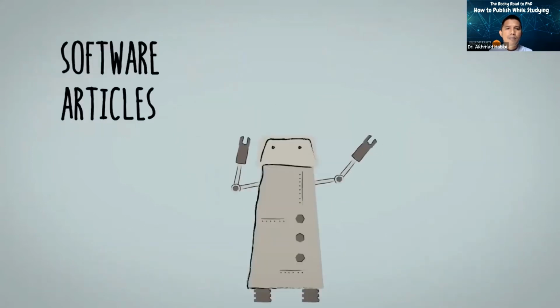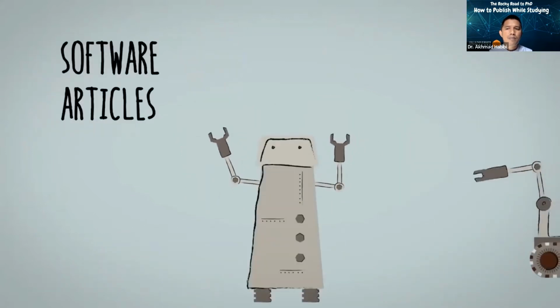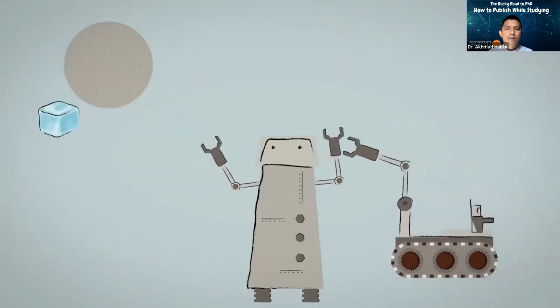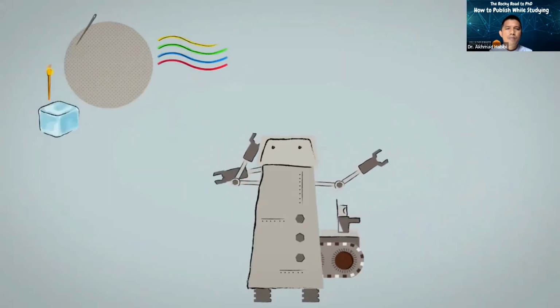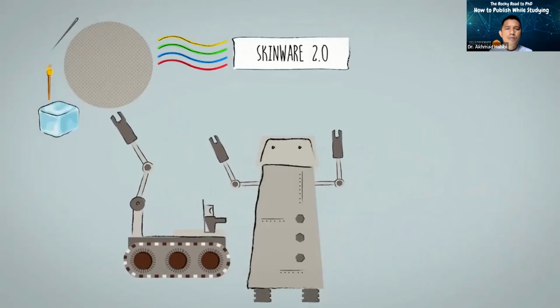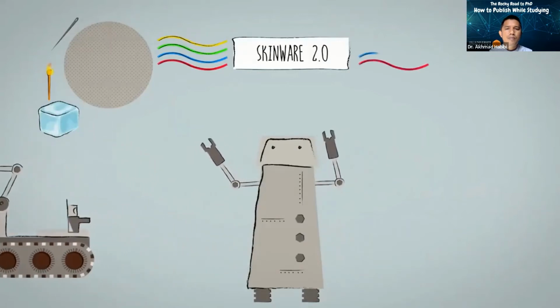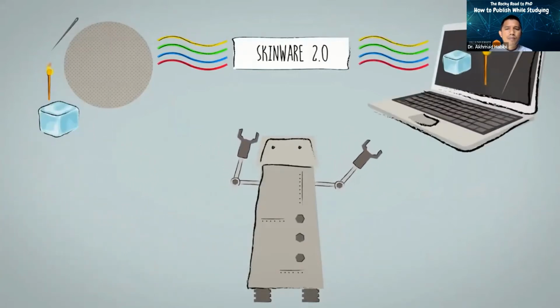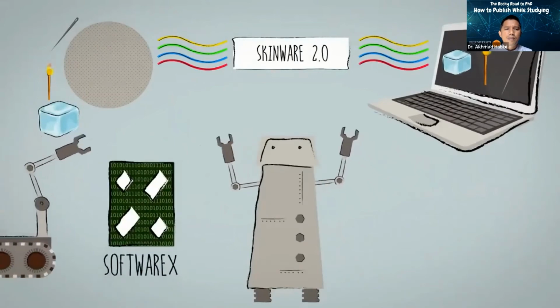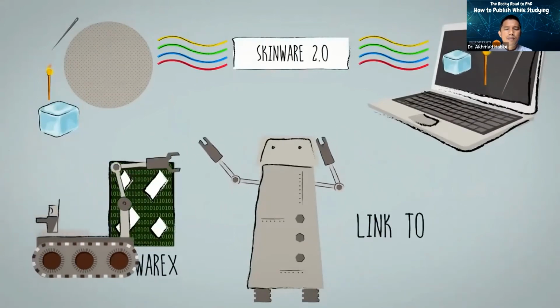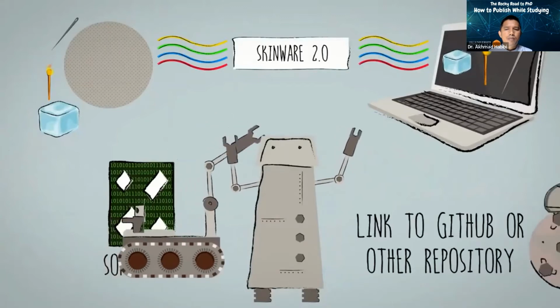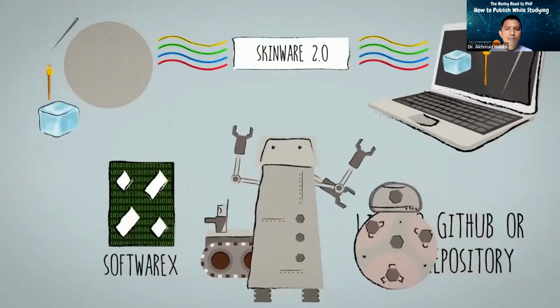Software articles describe software and link to a preserved version of a code. When American researchers launched Skinware 2.0, a major update to their well-known robot skin interface software, they published it in Software X, making it possible for other researchers to access and reuse it, not only today, but also far into the future.